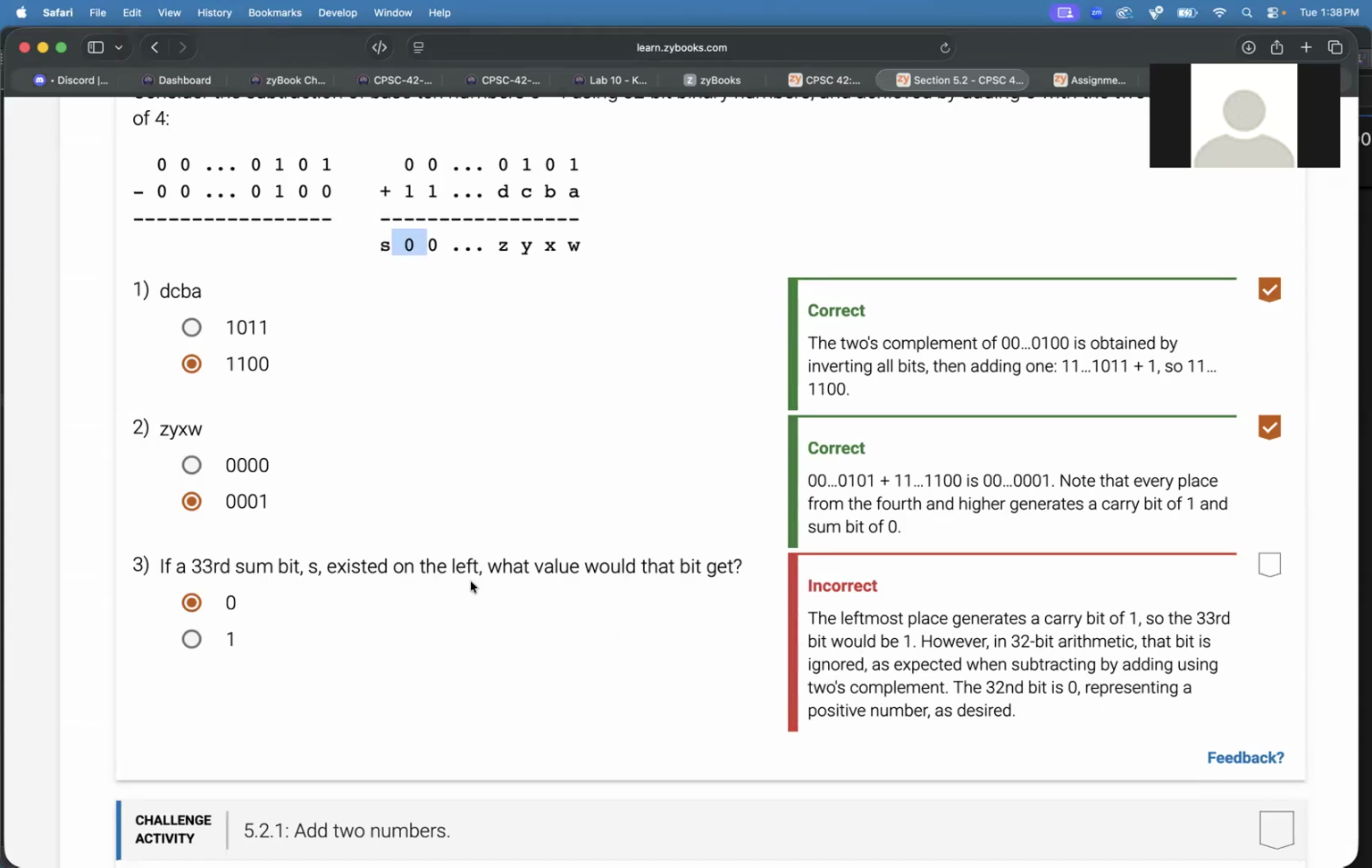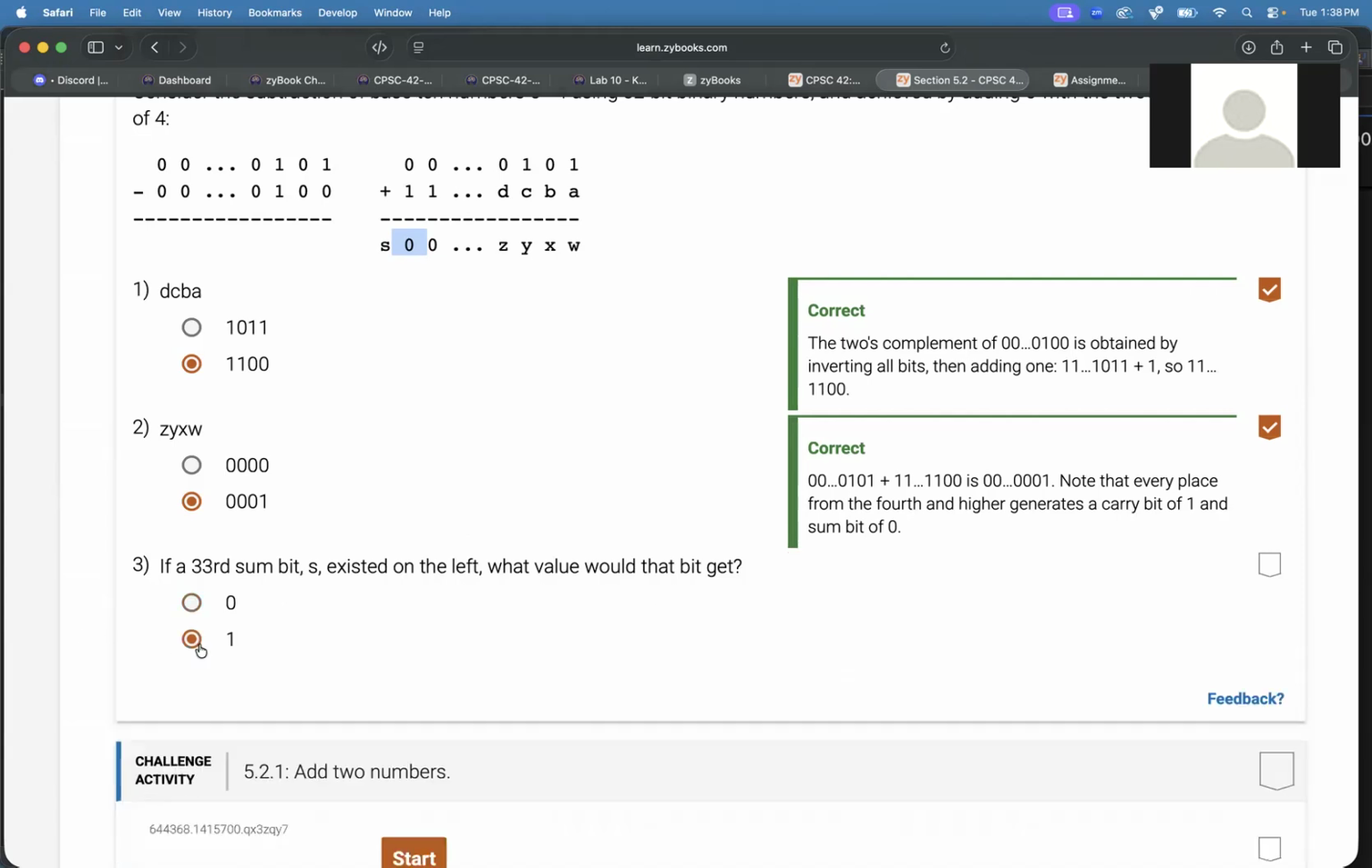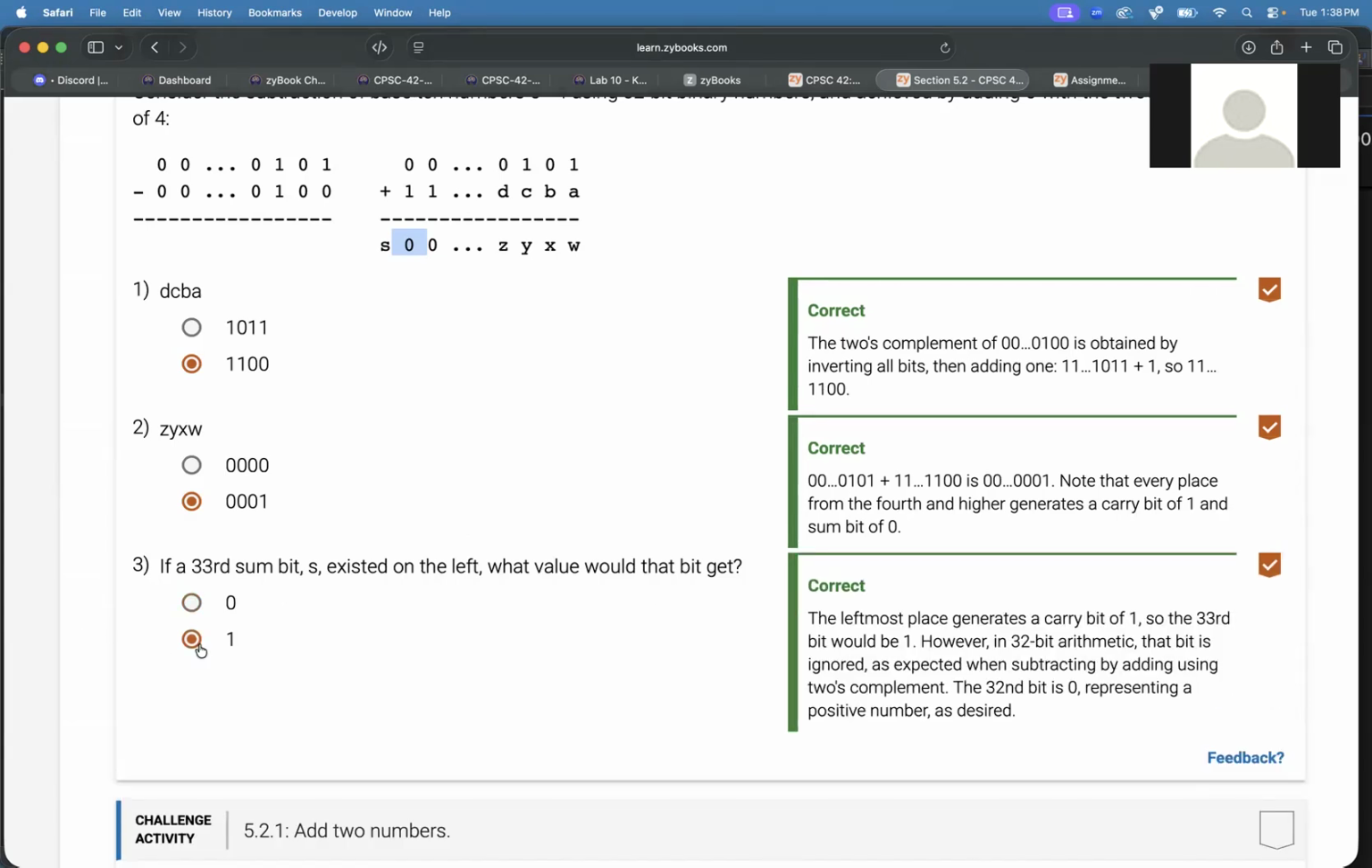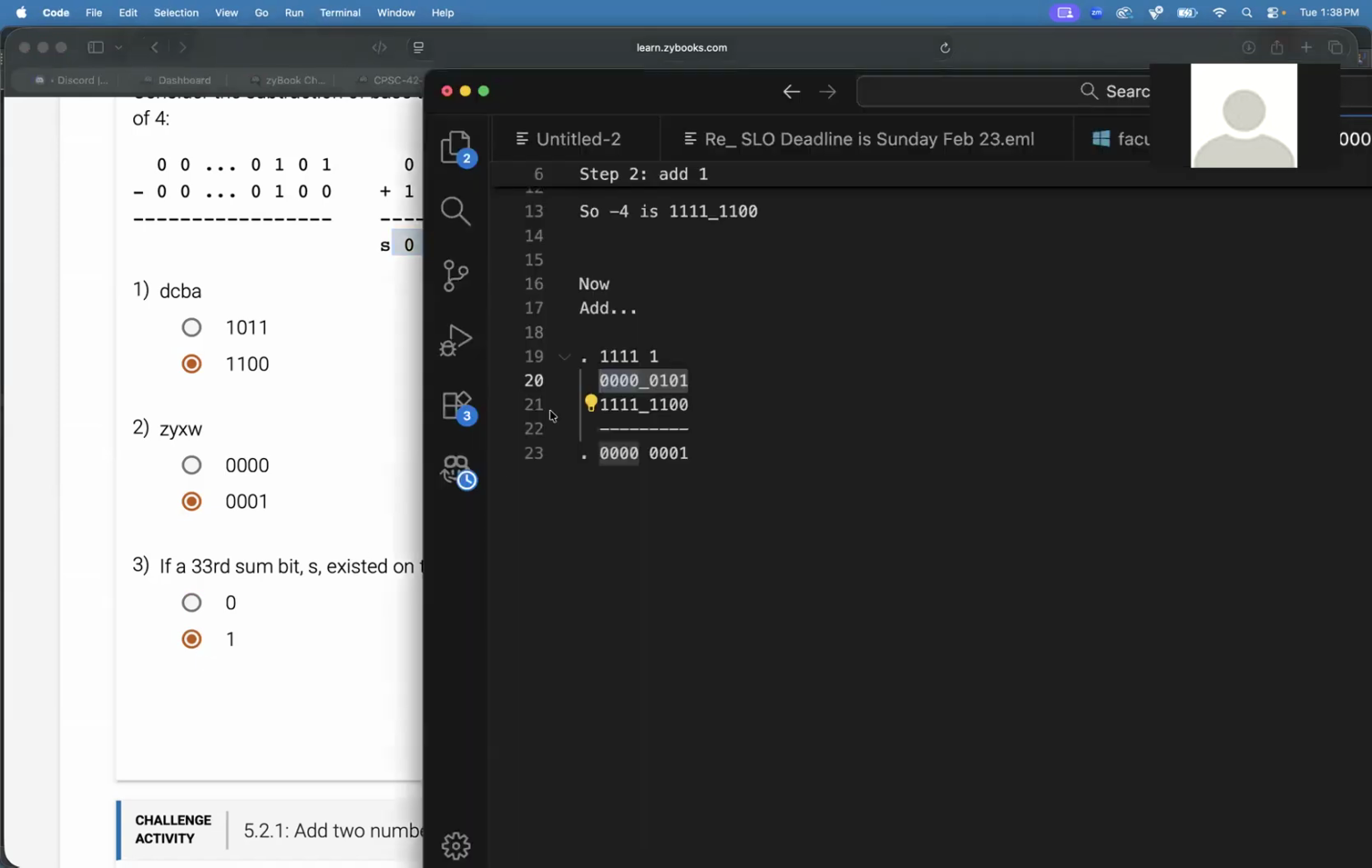Yeah, the one that I don't like the way that this is worded here. So what happens is your last computation is always like 1 plus 1, which is 2. So it's 0 and then carry a 1, right? And they said, well, what would that bit be? And they say 1 because if you brought that down, it would be a 1 there.